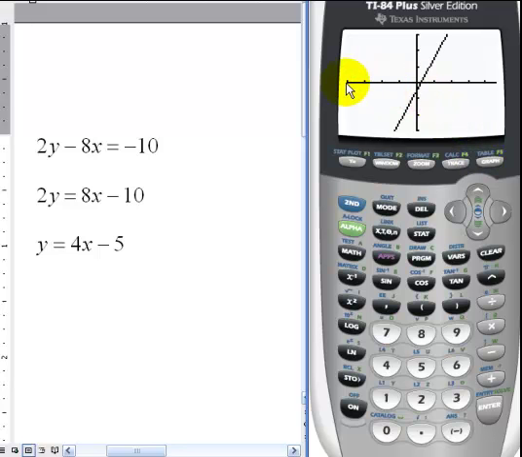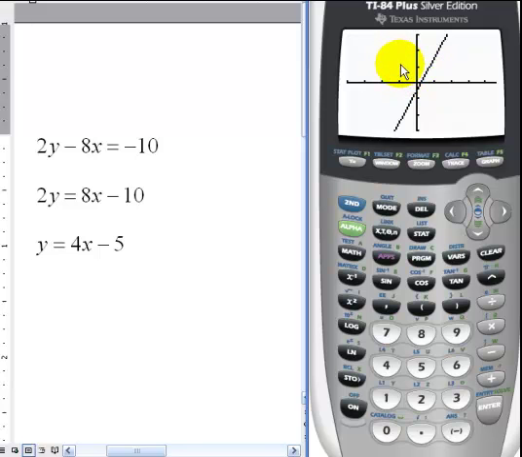So here's my negative 20 to positive 23 I think I picked. The X scale was 5. Those are tick marks of 5. And then my Y min was what, negative 30 to positive 30 with tick marks every 10. So here's negative 10, negative 20, negative 30, positive 10, positive 20, positive 30.